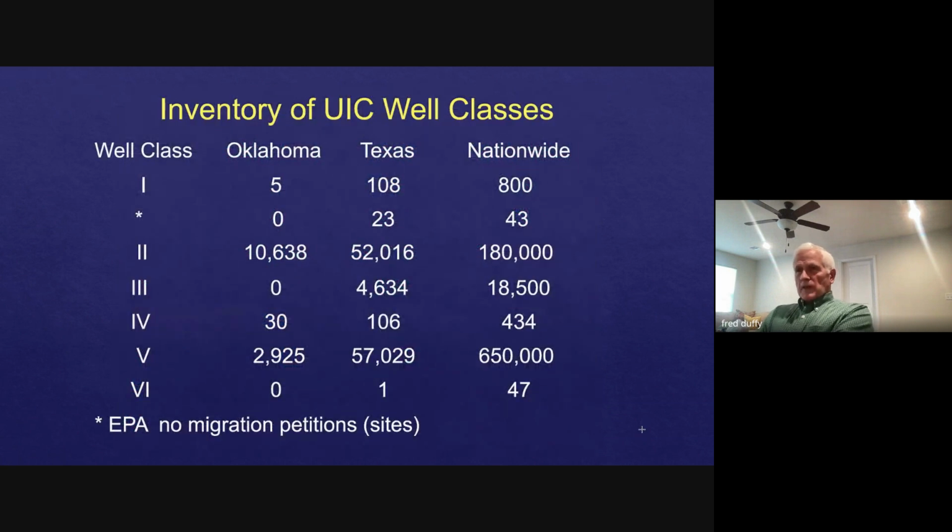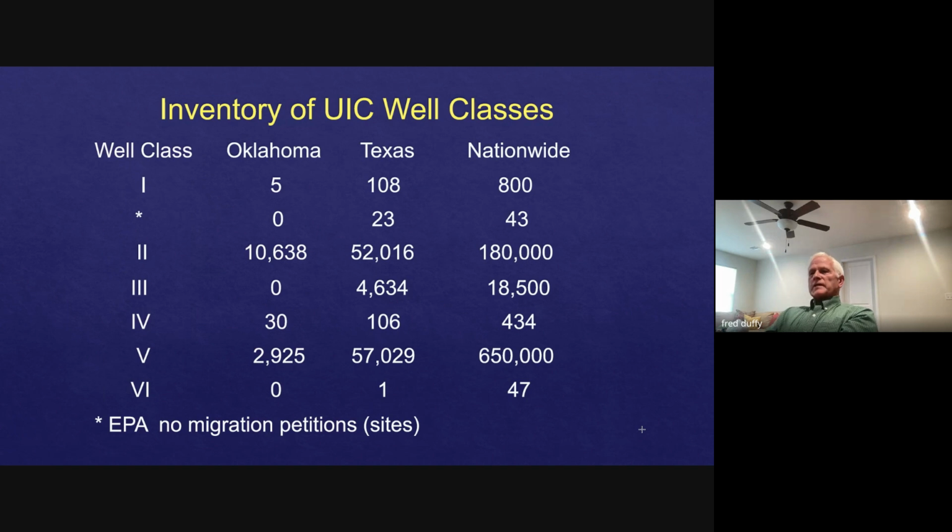Next slide. Okay, this is an inventory of UIC class wells broken down by the states of Oklahoma, Texas, and nationwide. So on class 1, Oklahoma has 5 wells, or maybe 4. I've seen some publications say it's 4 wells. Those wells in Oklahoma are non-hazardous, and they're usually located along Interstate 44 in the central part of the state. Texas has 108 wells. Nationwide it's 800. The majority of the class 1 wells are in Florida, and it's those wells that are specific to the waste treatment industry. That second item with the asterisks, those are no migration petitions.